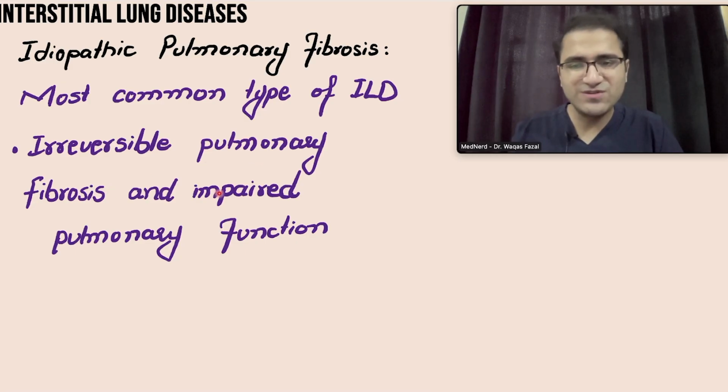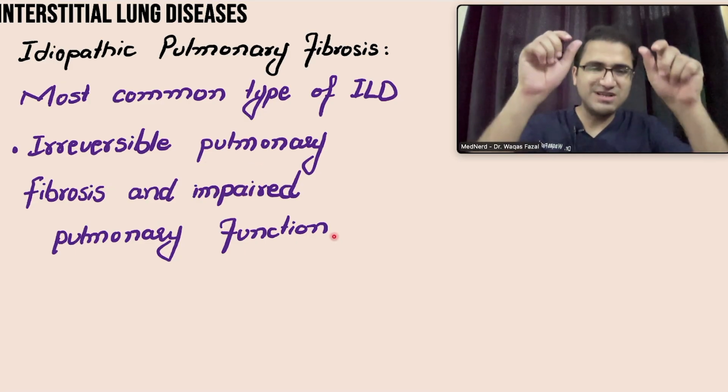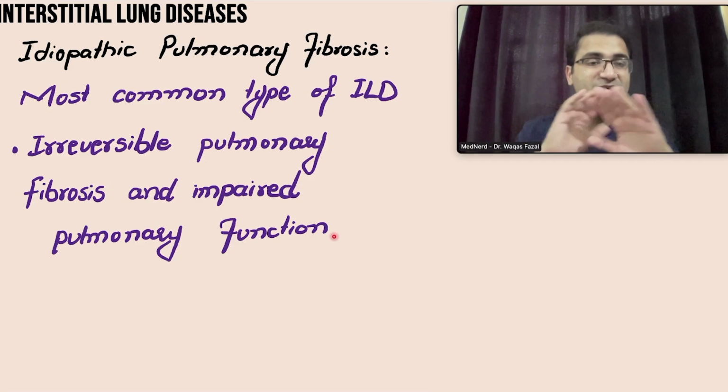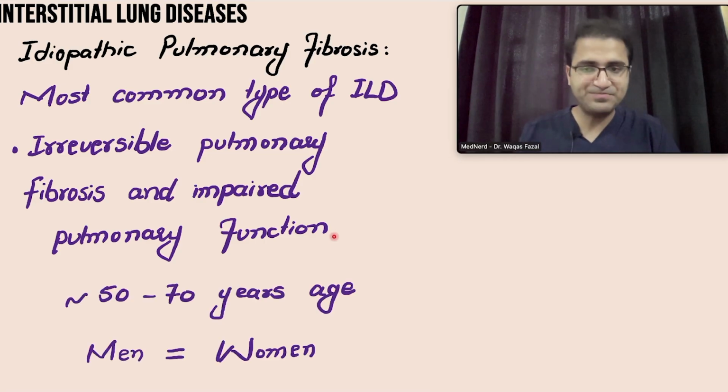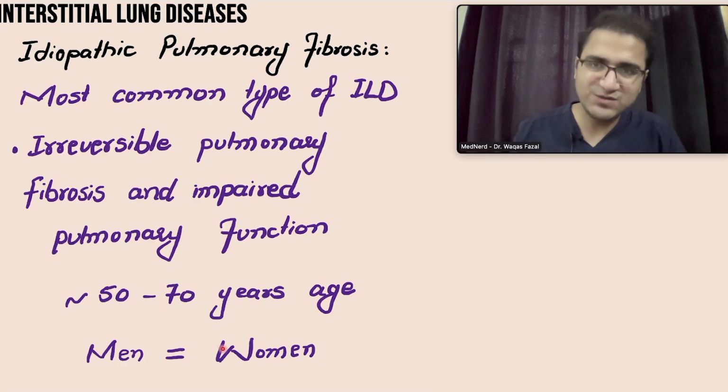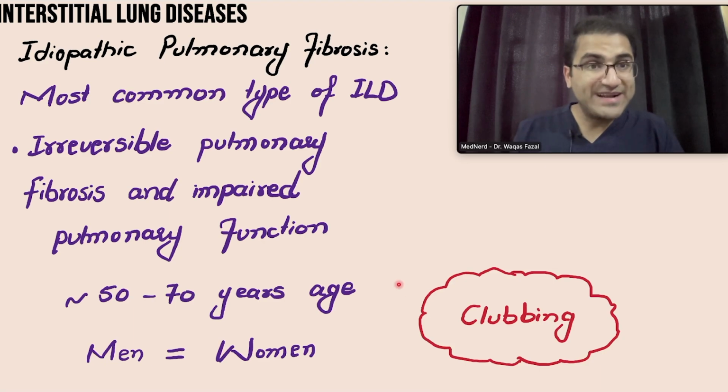Irreversible pulmonary fibrosis and impaired pulmonary function, because the alveoli are fibrosed and gaseous exchange cannot take place. The lungs cannot expand fully. Most common age group is 50 to 70 years of age. Men are equally affected as women. You will be able to find clubbing in these patients due to chronic hypoxia.